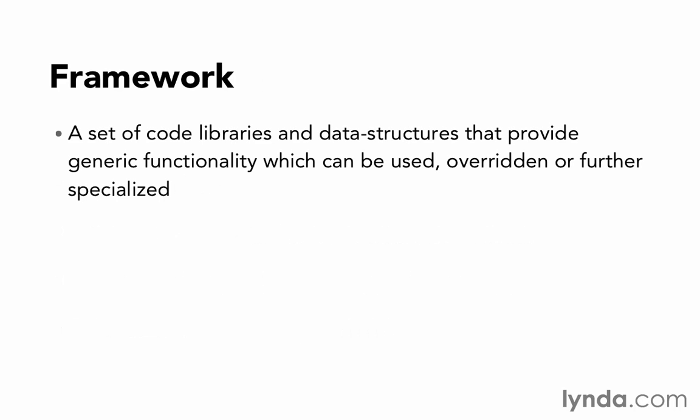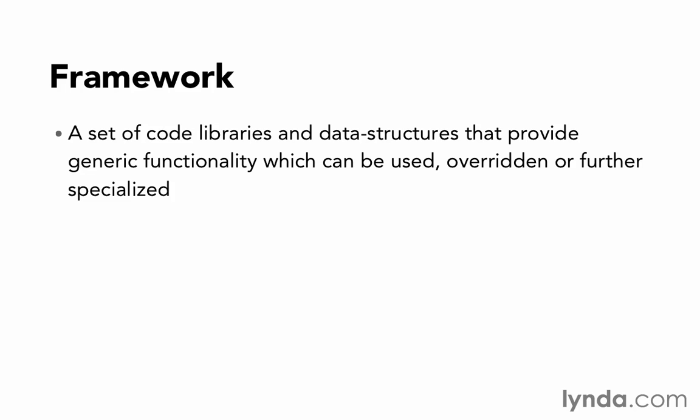So, what is a web application framework? Here's my definition. A framework is a set of code libraries and data structures that provide generic functionality which can be used, overwritten, or further specialized. So Rails is made up of code libraries and data structures, and Rails is going to do things for us and help us to do things as we develop applications for the web.